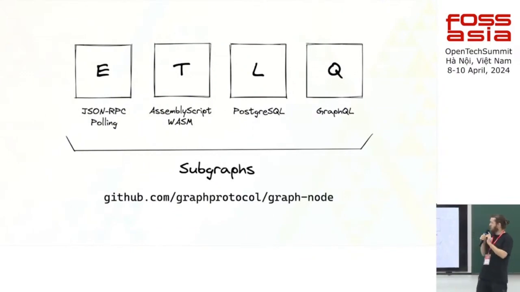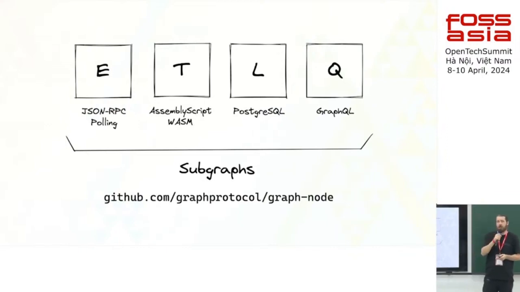So here we have the same ETL queue that I talked about. In this case, Ethereum, all of the events are available over JSON RPC. So we extract them using just a standard JSON RPC call. We transform those using a processing engine called a WASM. WASM is basically WebAssembly. And we use AssemblyScript, which is very similar to TypeScript.